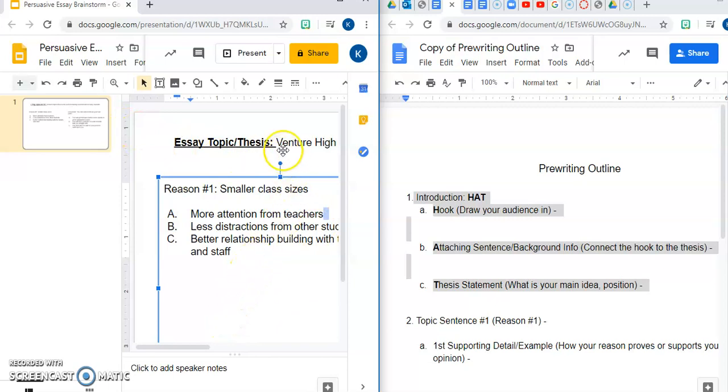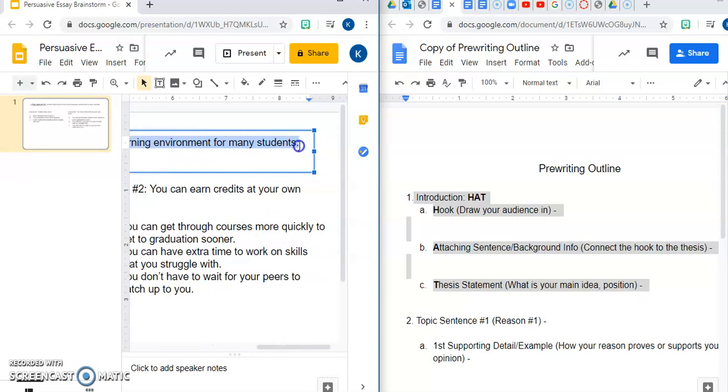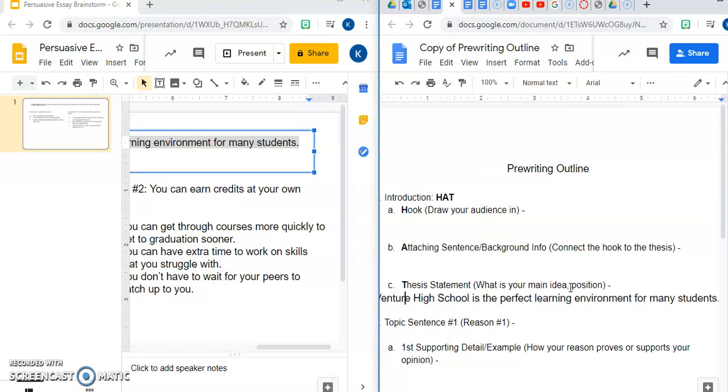And the great thing is that hopefully if you did this along with me in the brainstorm, you already have a thesis sentence written. And that would be right here that I have highlighted. So I'm going to copy that and paste it right here into our C, which says thesis statement. So remember, if you didn't have that written or you're confused about it or wanting to look at it a little bit more, this is going to be the main idea of your essay, the whole point that you're trying to prove in your persuasive essay, which in mine is that Venture High School is the perfect learning environment for many students, okay? So everything in my paper should point directly back to this thesis statement, all right?